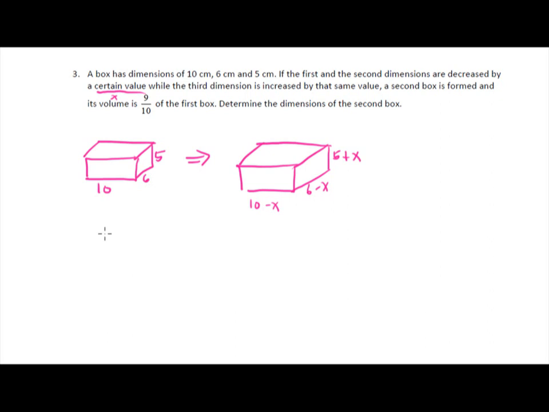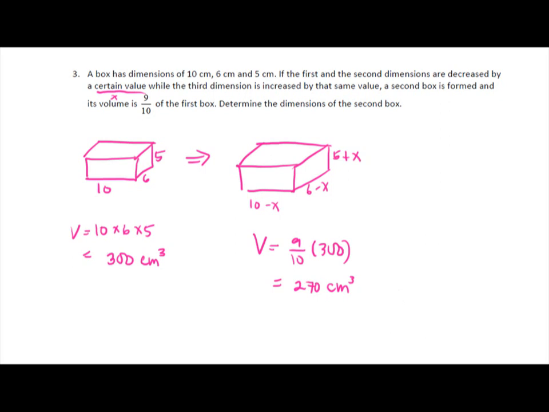Now since these are numbers, we can easily get the volume of the first by simply multiplying 10, 6, and 5. 6 times 5 is 30, times 10 is 300 cubic centimeters. Now this new box will be 9/10 of 300. So the volume of this will be 9/10 of 300, and that is simply 270 cubic centimeters.